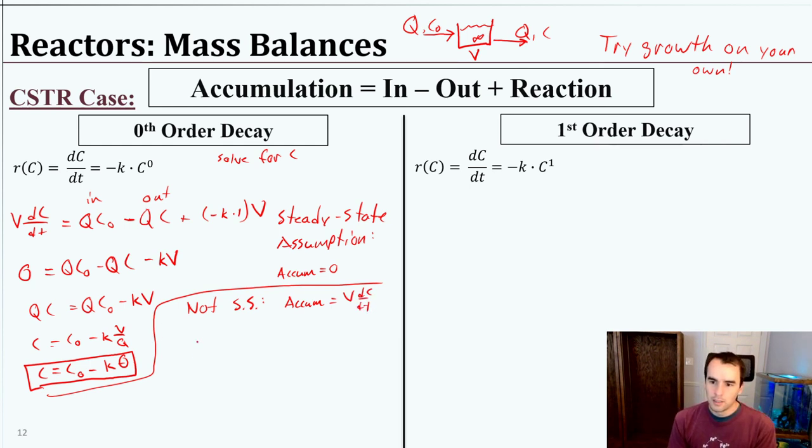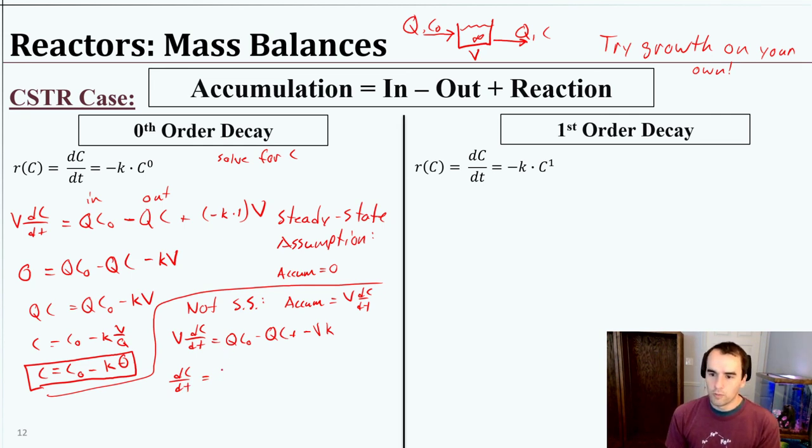In a case like this, let's just start it to show you. We're not going to do many this way. Most of them will be steady state. But if we do need to do it, we've got V dC/dt equals what's coming in, Q C naught, minus what's going out, QC. And then let's again use a zero order decay here, plus a negative V K. So here, let's divide everything by V. dC/dt equals Q over V, C naught.